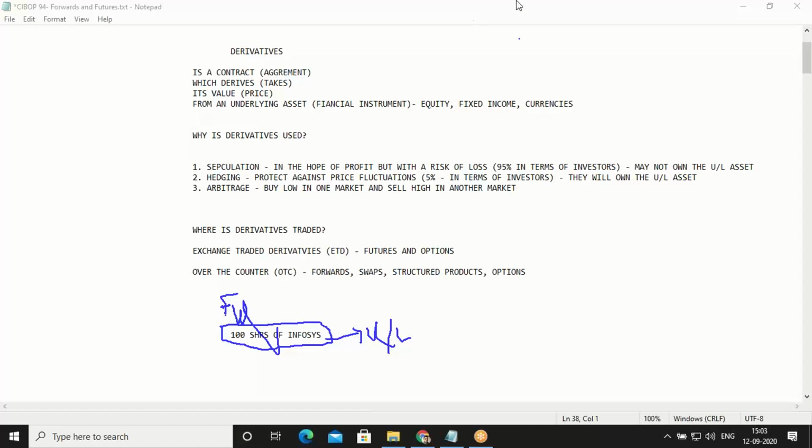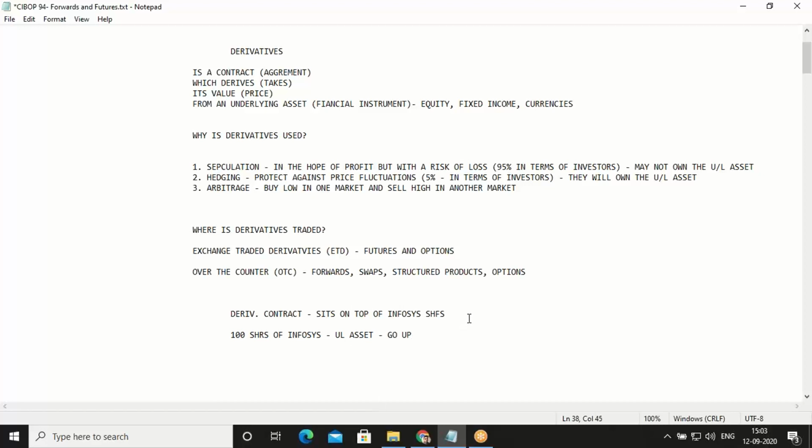You guys are getting the idea, right? So here's your underlying asset, and the derivative contract sits on top of the Infosys shares. Now, if Infosys shares go up, the derivative contract will also go up. If Infosys shares go down, what will happen to the derivative contract? It will also go down.